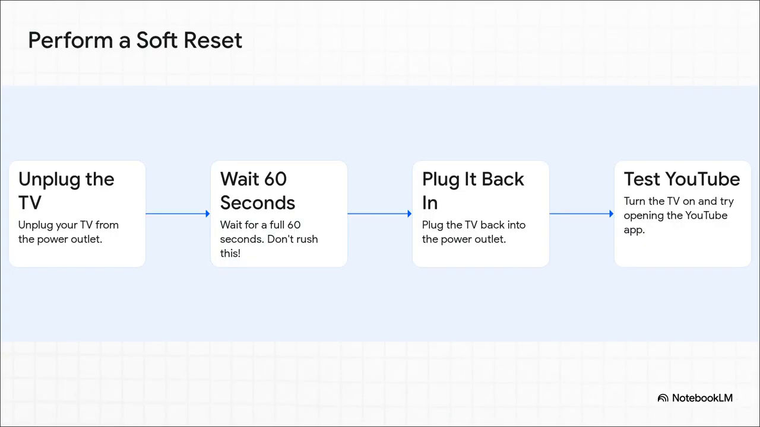Okay, this is the #1 fix right here, but you have to do it correctly. And I mean, don't just use the remote to turn it off and on. That's not enough. You have to physically unplug the TV from the wall socket. And then, this is the key, wait for a full 60 seconds. Don't rush it. This forces the TV to completely clear its temporary memory, or cache, wiping out all those little glitches that love to hide in there. You would be amazed at how often this one simple step solves the entire problem.